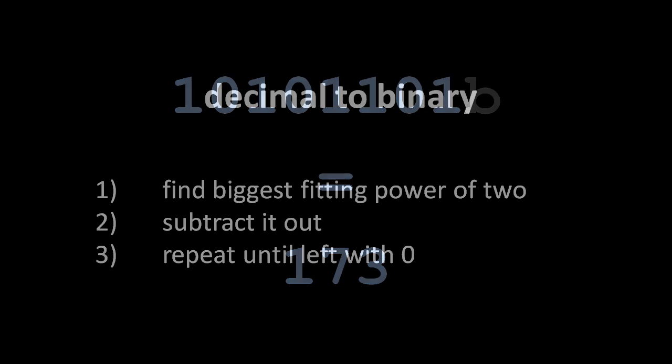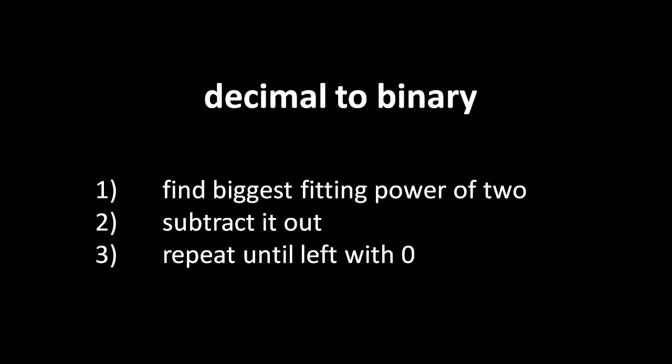When converting the other way, from decimal to binary, the mental shortcut is to find the powers of 2 that add up to our decimal number. The binary number then has 1s in all the digit places that correspond to those powers of 2. To find these powers of 2, we first find the biggest that fits in our decimal number, subtract it out, and then repeat the process until eventually the subtraction yields 0.